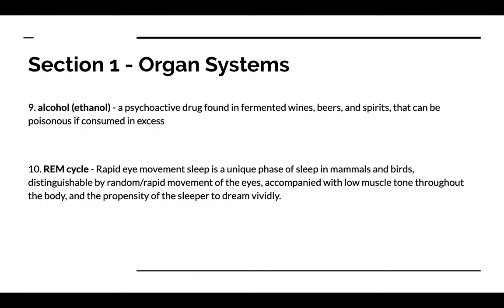And then finally, as I mentioned, we'll talk about alcohol, specifically ethanol. That's the type of alcohol that's consumable and how it affects your different organ systems. And also, we'll spend some time talking about sleep, and in particular, the REM cycle. That's an acronym for rapid eye movement. That's where a lot of our dreaming happens as well. We'll talk about some hypotheses as to why we dream and what the functions of it are.